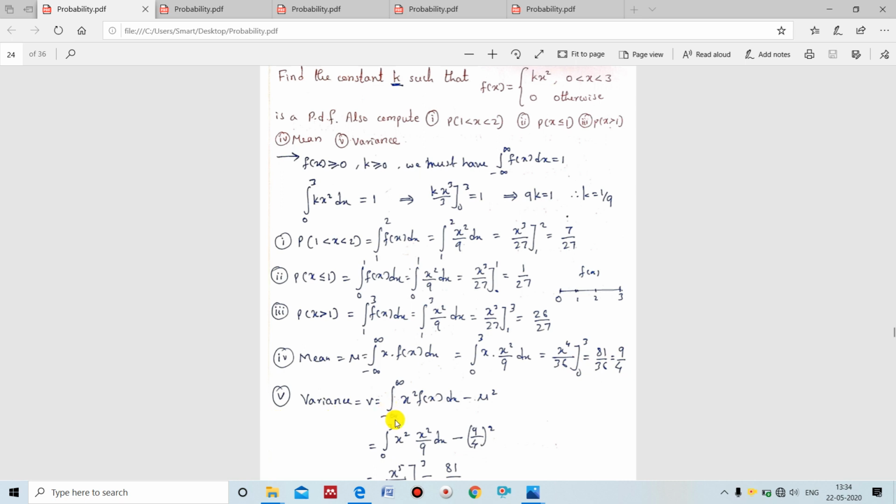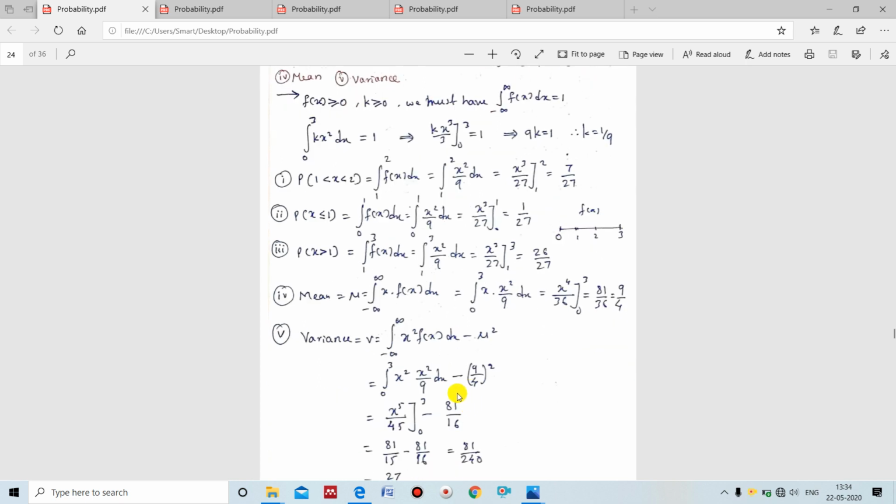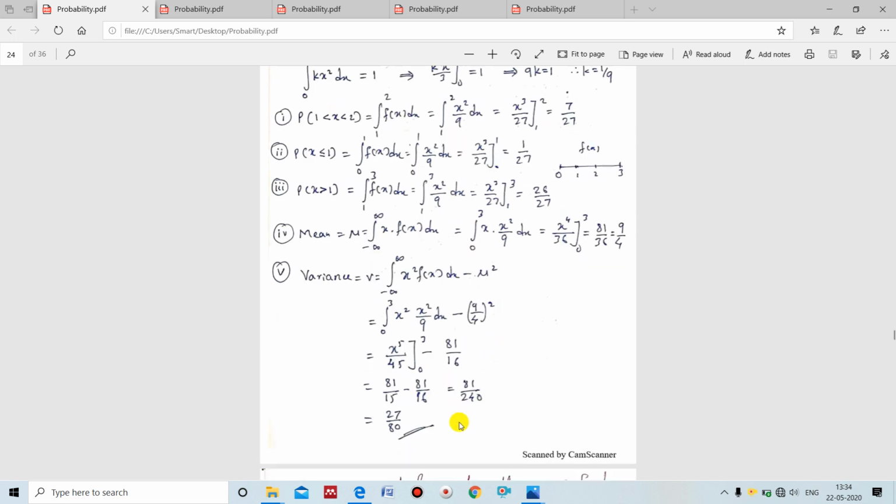Then variance is equal to integration from minus infinity to plus infinity of x square into f of x dx minus mu square. Here f of x lies only in the interval 0 to 3, and x square into f of x is x square by 9 dx, minus mu square. Already I have calculated mu, so mu value is 9 by 4 whole square. Then integration of this will be x raised to 5 by 45, with limiting points 0 to 3, minus, on expanding, 81 divided by 16. Putting the upper value 3 and lower value 0, we get 81 divided by 15 minus 81 by 16. On simplification we get 27 by 80.